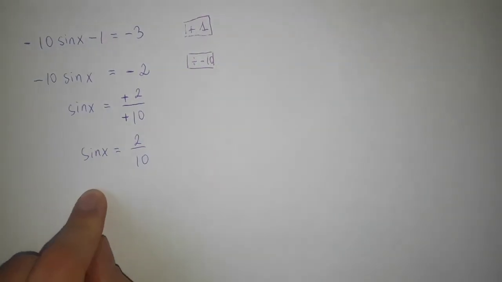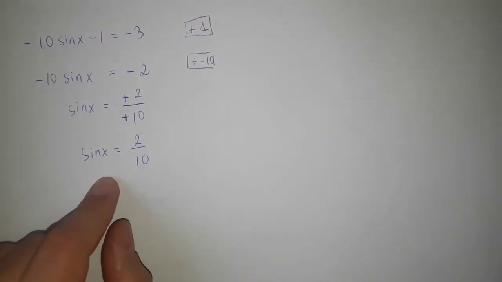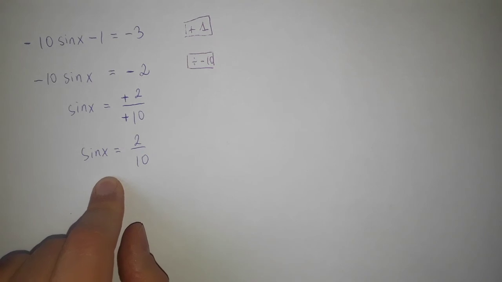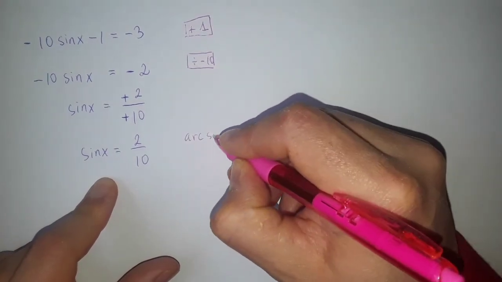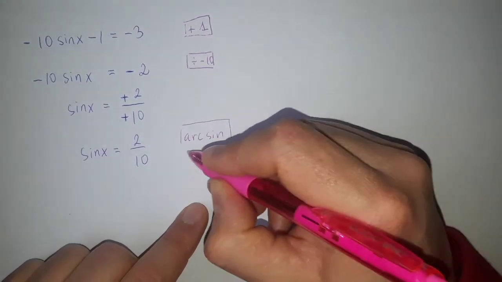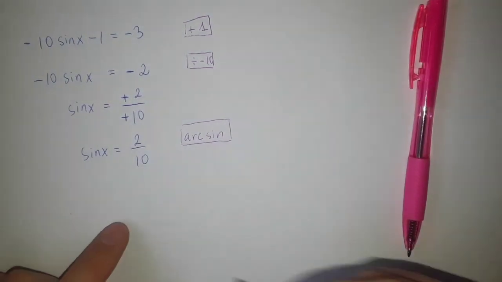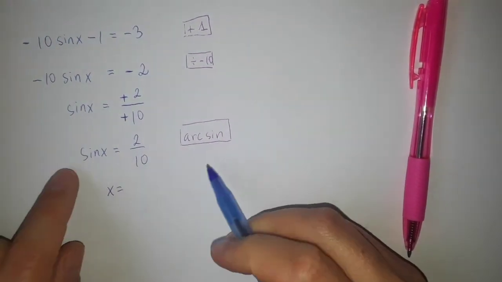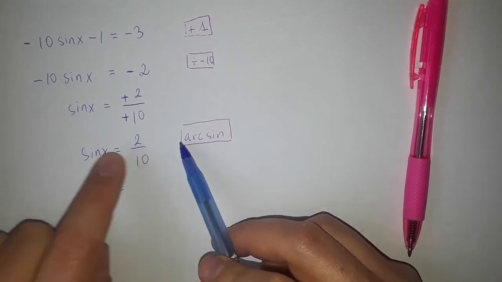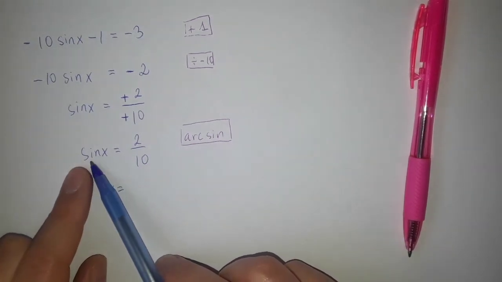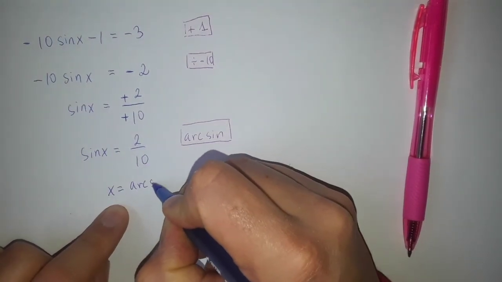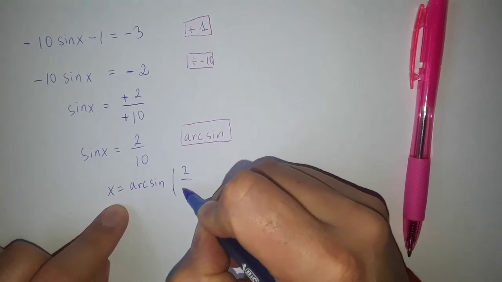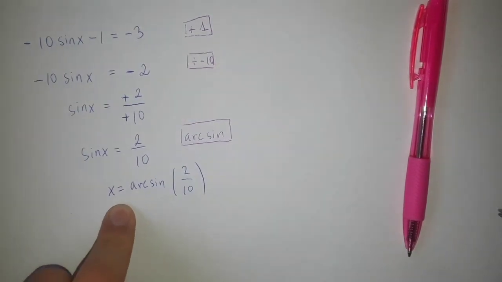Great. Now, what's the next thing we have to do here? As we said before, we must do the arc sine on both sides. When we do the arc sine on both sides, the arc sine and the sine are going to cancel out. It's the same thing as the sine going to the other side as arc sine of 2 over 10, right? Great.